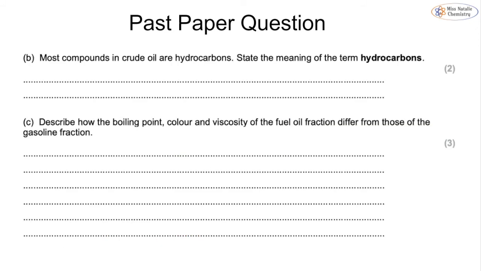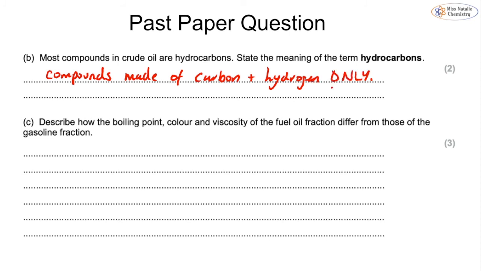For the second part, most compounds in crude oil are hydrocarbons. We want to state the meaning of this. Now, we did talk about this back in topic 4A. It is a typical exam question. It's a 2 marker, and we always answer it in exactly the same way. They are compounds made of carbon and hydrogen, and that keyword only. You get a mark for specifying that they are only made of hydrogen and carbon. So always make sure to put that.